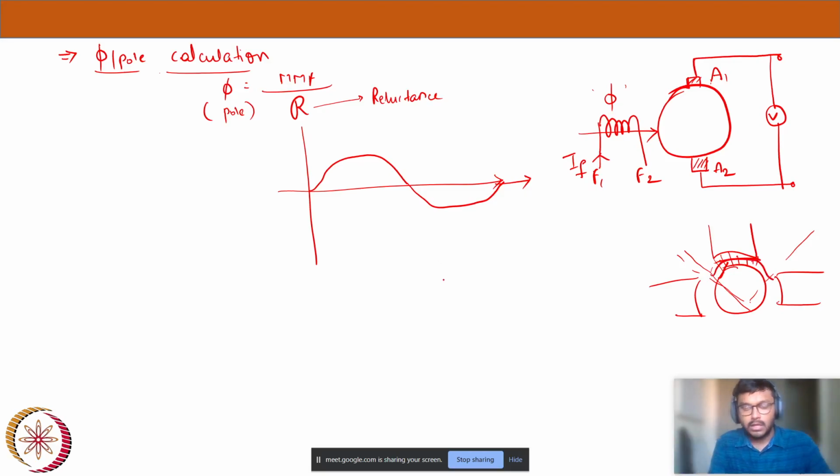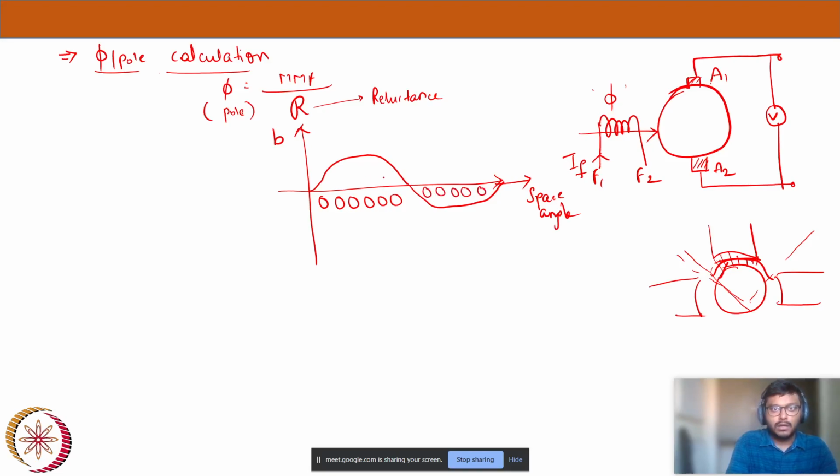So I'm just brushing up the topic again. This is my B, that is flux density, and this is my space angle, and my conductors are placed in this fashion. Let's say this is 0, this is pi, and this is 2 pi. Now the nature of B will be the nature of EMF. I know it is a trapezoidal nature, but the value of B distribution is continuously varying with space in time.